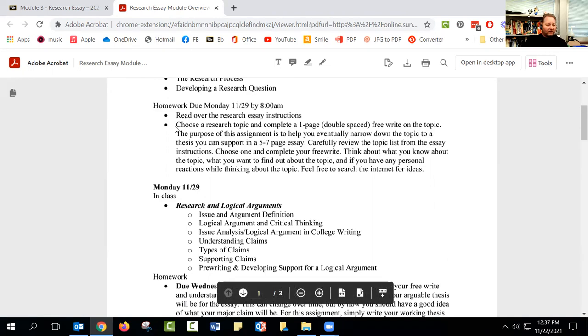And then you have a free writing assignment. So you're going to choose a research topic, and I give you a big list to choose from that I'm going to show you in a second. And you're just going to do a one-page free write, double spaced. And the purpose, it says, is to help you kind of narrow down what it is you actually want to write about or what you might want to write about. So there's a big list of topics. You're going to choose one or a couple and kind of free write about them to decide on which one you want to pursue for this essay.